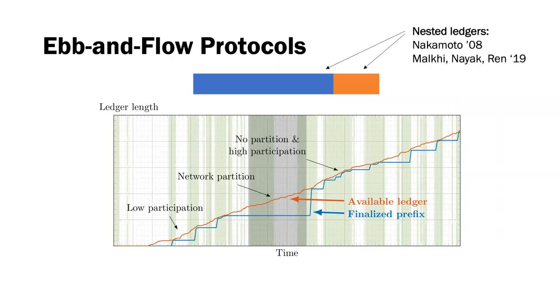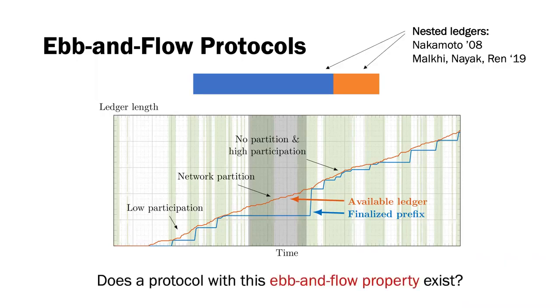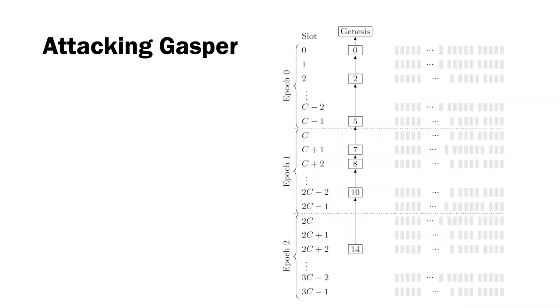Note, we're not the first to propose such nesting of ledgers with different security guarantees. In fact, longest chain K-deep ledgers are nested for increasing K, and an earlier work called flexible BFT uses similar ideas. But since Gasper is not secure, the question arises: does a protocol with this ebb and flow property exist at all? Before we discuss a provably secure ebb and flow protocol, let's take a high-level look at how Gasper aims to achieve the ebb and flow property and why Gasper is not secure under the synchronous network model.